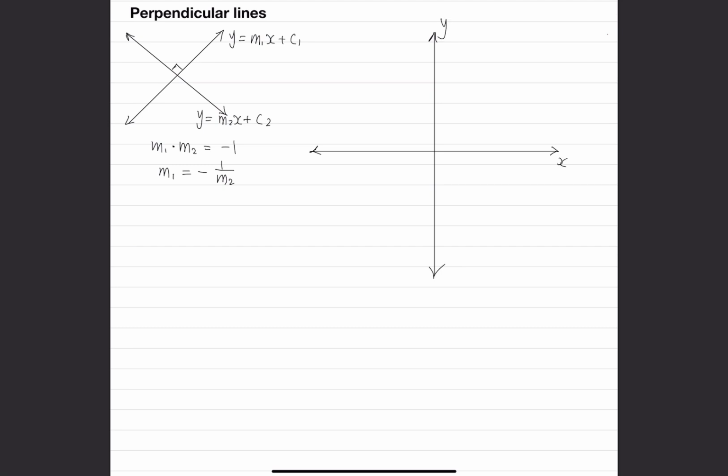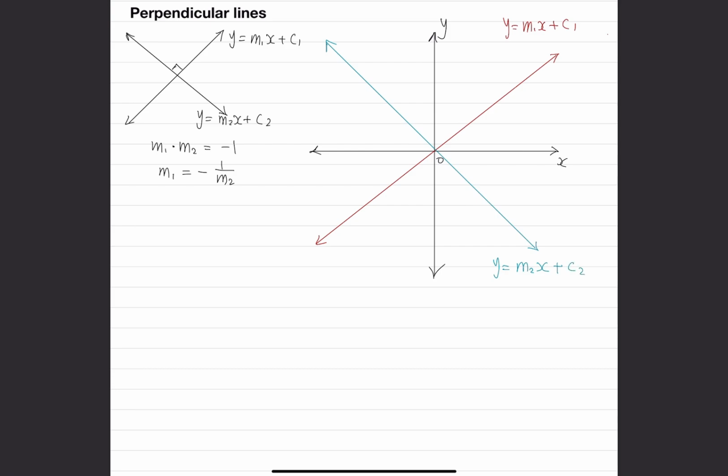All right, so I'm drawing the first one. The first line is passing through this origin. Okay, so this is the first line, and then let's do a second one that is perpendicular, both passing through the origin. Now for this one, let's say we've got y equals m1x plus c1, and here we've got y equals m2x plus c2.